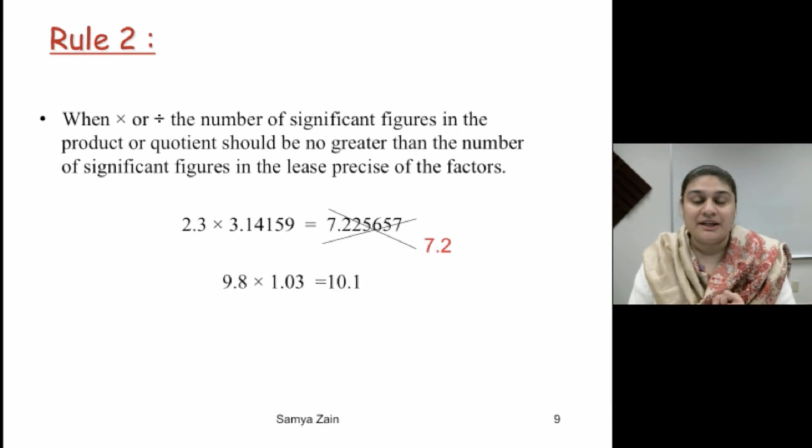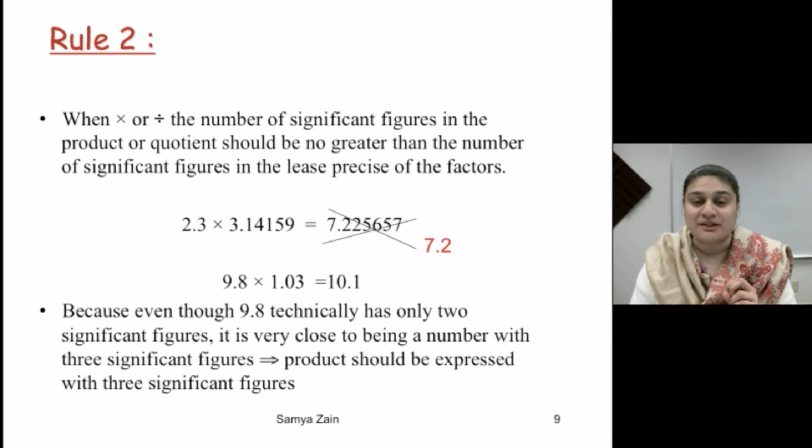Same thing, 9.8 times 1.03. Now here you get 10.1. But I just told you that 9.8 is the least precise of these numbers, and I'm multiplying these two. Now here's where things become a little fuzzy. But even though 9.8 technically has only two significant figures, it is very close to being a number with three significant figures. So for the product, it's okay for you to express it with three significant figures.